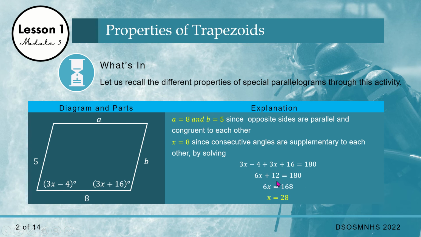Then we transfer positive 12 to the right side. So it becomes negative, no? The explanation is the addition property of equality. So 180 minus 12 is 168, equal to 6x on the left side. And to solve for the variable x, the value of x is 28. Why? We divide both sides by 6. 6x divided by 6, and 168 divided by 6 is 28. So the value of x is 28.